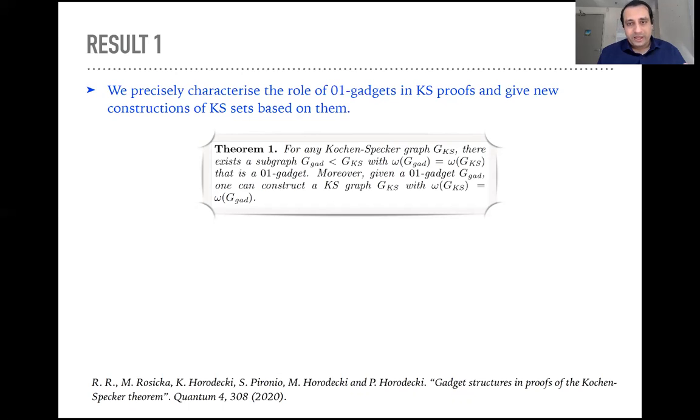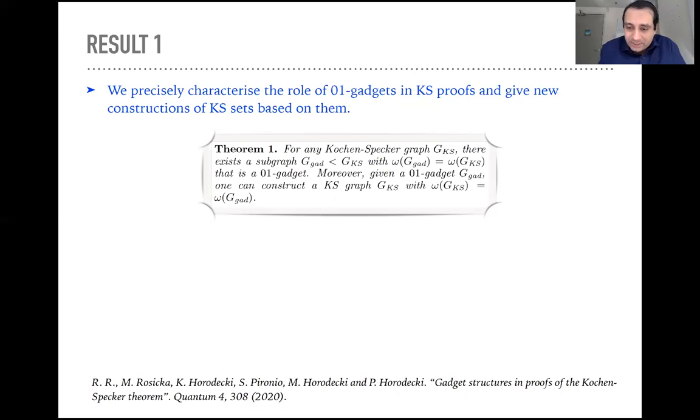We have the study of minimal proofs of the Kochen-Specker theorem and minimal orthogonality graphs, meaning the graphs with the fewest vertices and edges that provide us proofs of the Kochen-Specker theorem. And this result essentially says that instead of studying minimal proofs of the Kochen-Specker theorem, it may also be quite useful to study minimal 0, 1 gadgets.